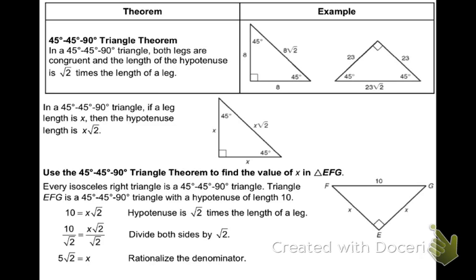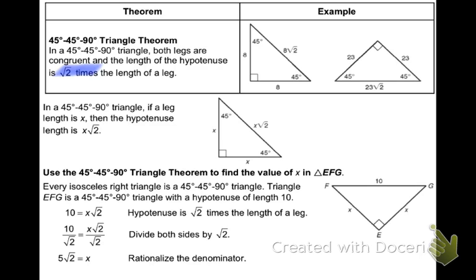Does everybody remember hearing about this in geometry? Probably spent some time on these. There are special rules, and we're going to recognize those rules today. In a 45-45-90 triangle, both legs are congruent and the length of the hypotenuse is the square root of 2 times the length of the leg. 45-45-90 triangles are all about the relationship of the square root of 2.